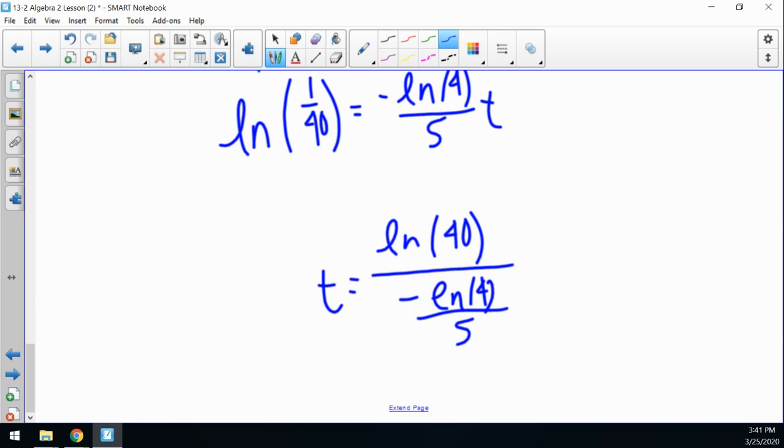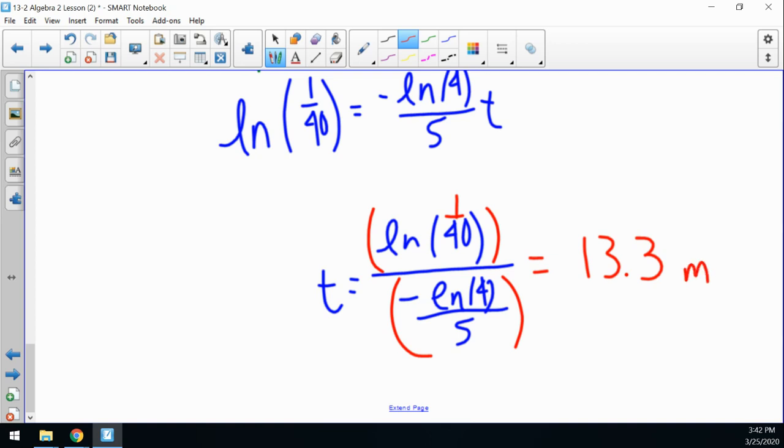I go to my calculator, and I have to use good parentheses. Remember, put this whole thing in parentheses. So it's going to be ln of 1 over 40, divided by negative ln of 4 divided by 5. I end up figuring out that t is going to be 13.3, and that would be minutes, because remember we had time.